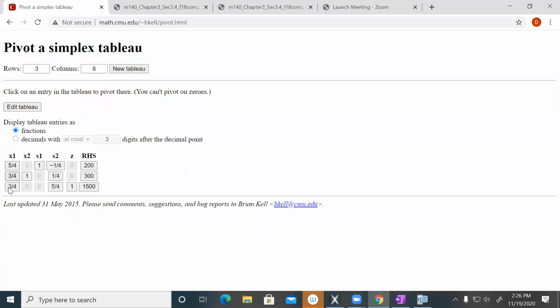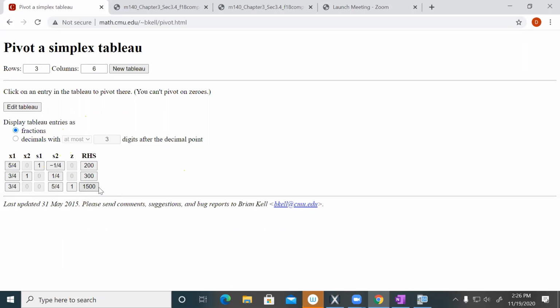And I can read this: X1 is 0 and S2 is 0. X2 is in the second column, so that would be 300. S1 is 200, that's 200 leftover eggs. And down here in the bottom, the maximum profit Z is 1500. It's the number right here, that's your maximum. Okay, that's it.